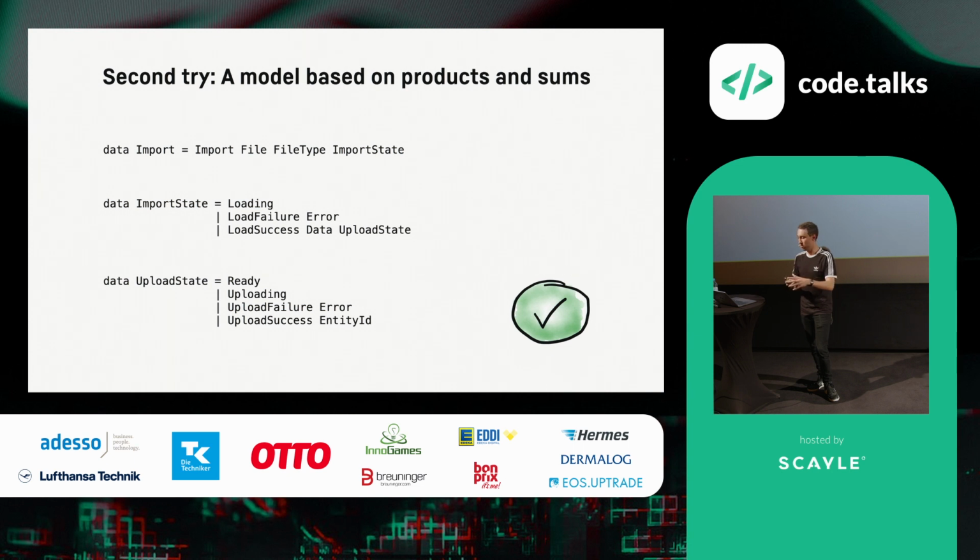Then she clicks on some button or something, and she progresses to the uploading phase. And when the uploading phase is done, we end up in either of two cases. Again, there can be a failure, where we have an error, or there can be a success case. And only now, in the upload success case, does it make sense to talk about an entity ID, because only now the server has given us one. It doesn't make sense to have it before we even loaded the file, or while the upload is still running.